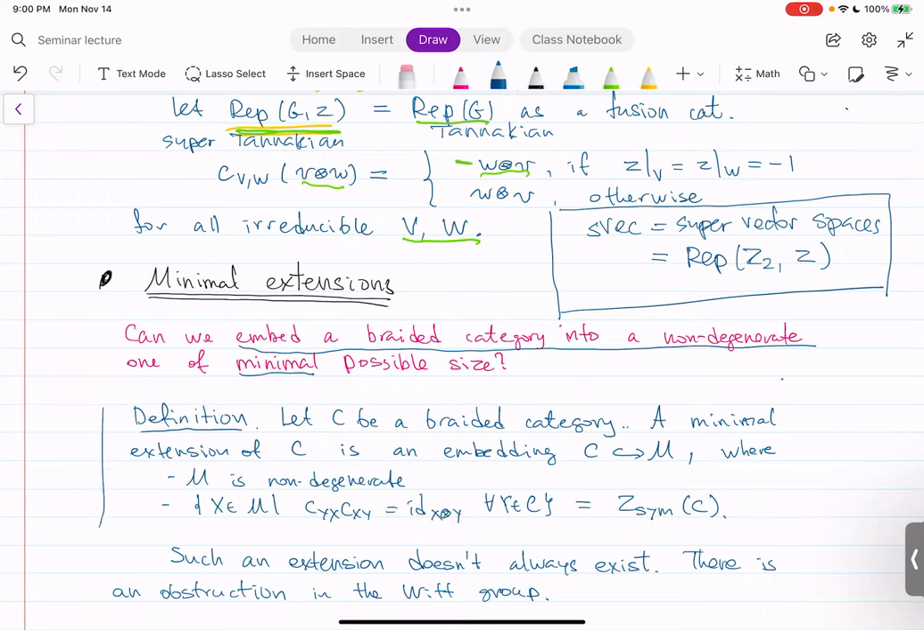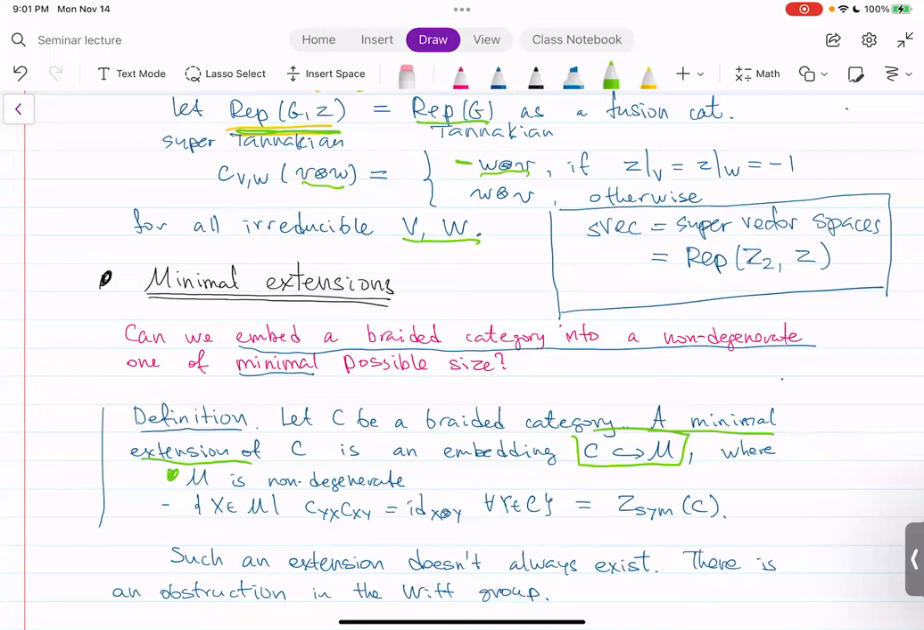Let C be a braided category, possibly degenerate. Then a minimal extension of this category C is an embedding of C into a category M such that M is non-degenerate and has the following property. Inside M, there will be objects whose squared braiding with objects of C is identity. Well, for sure, objects in the symmetric center of C have this property. But a priori, there can be some other objects. So in other words, you enlarge your category, you introduce more objects that have trivial monodromy with objects in C. This could happen.